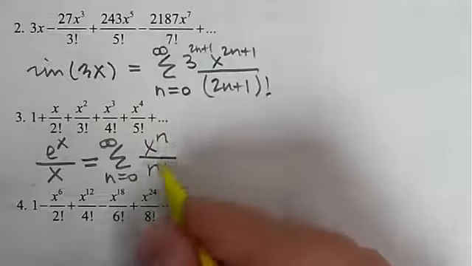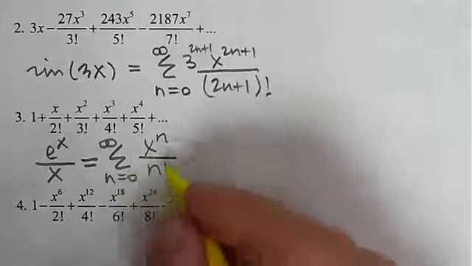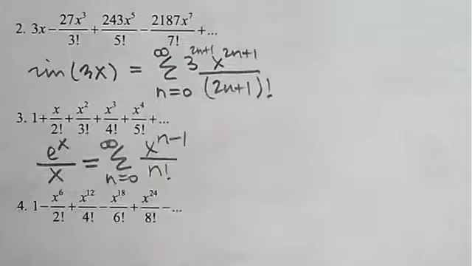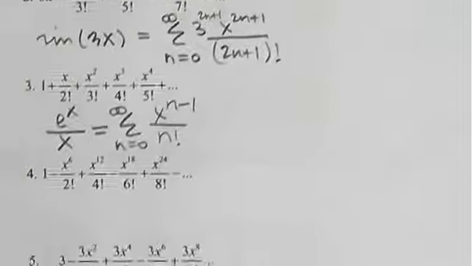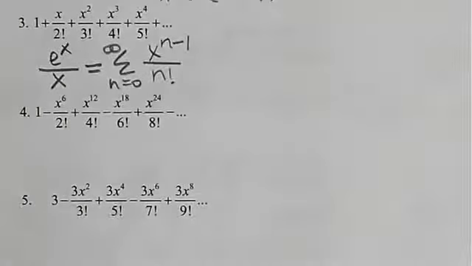Okay, and that's e to the x. E to the x, if I had an x down here, I could write it like that. Or I could just say I've reduced the power by 1. Okay, this is going to be related to cosine because I'm seeing the even numbers, I'm seeing it alternating.